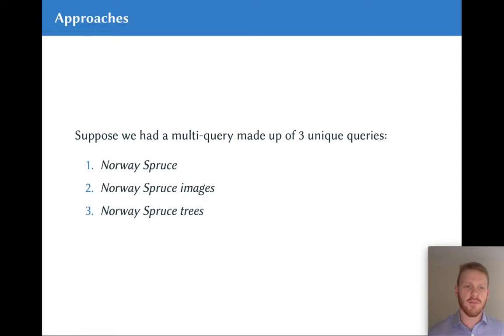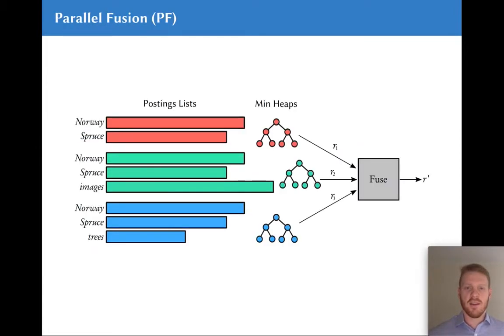So just for the examples ahead, assume we have a multi-query made up of 3 unique queries. 1 is Norway spruce, 2 Norway spruce images, and 3 Norway spruce trees. The most obvious thing that might come to mind is just running these queries in parallel, getting the top k results for each and fusing them at the end once all queries have returned results. And we call this parallel fusion.